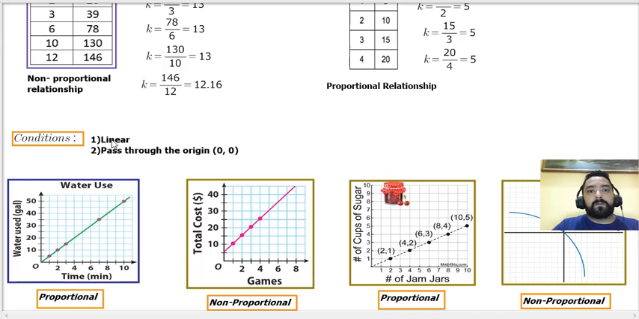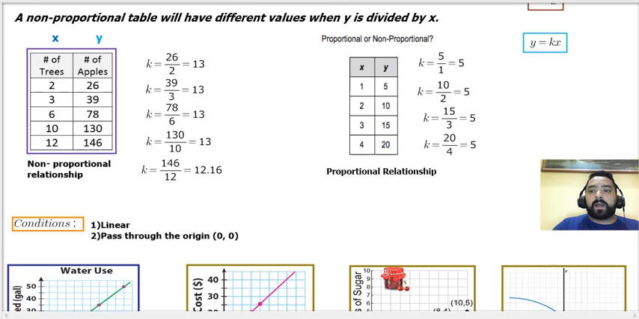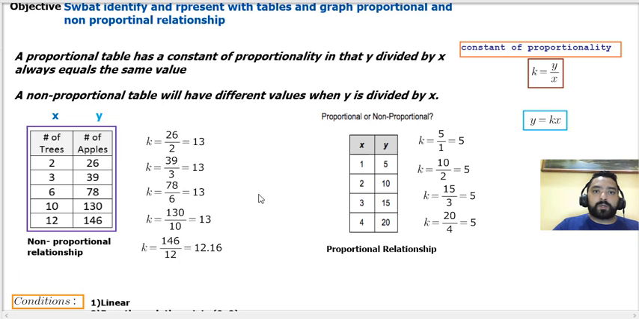Remember, you have to have these two conditions in every graph, and with the table you're going to have the same constant of proportionality. The constant of proportionality is this one, 13. These are the constants of proportionality, but we have a different value, so it's non-proportional. And in this case we have the same value, so it's proportional.